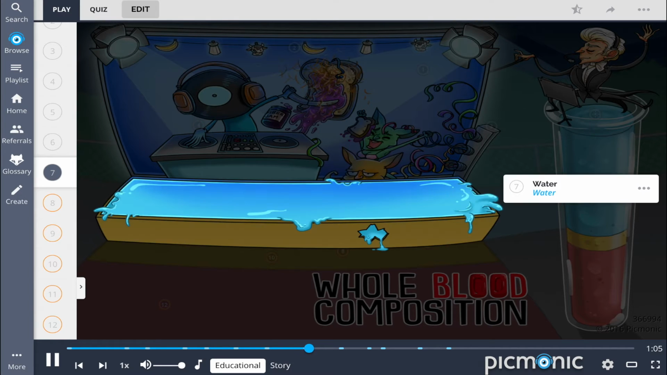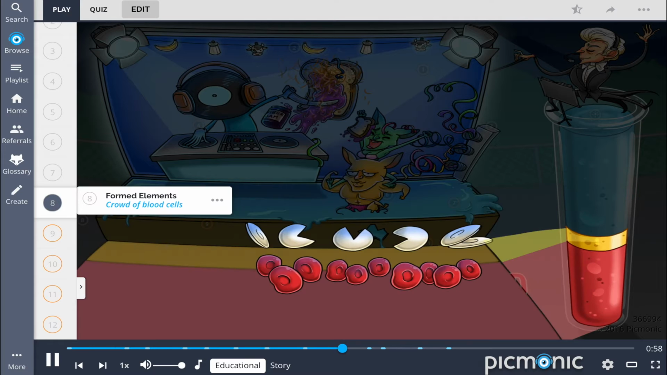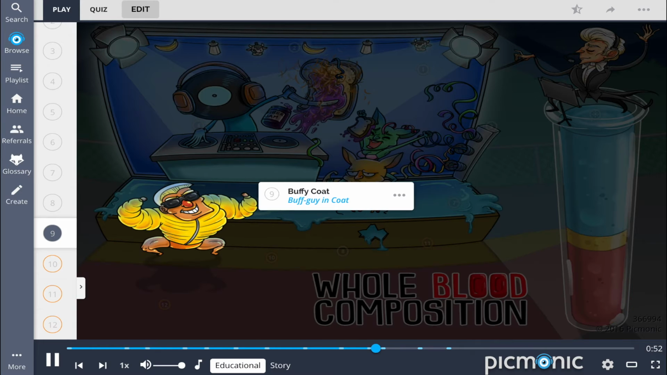The plasma is also largely comprised of water, shown literally as the water in the image, of up to 95% by volume. Moving on, whole blood contains numerous formed elements, depicted as the crowd of blood cells, one of which is the buffy coat, the buff guy in a coat.